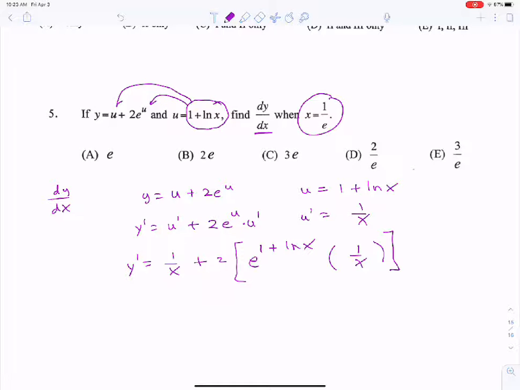Wait, what? Oh, yeah. u is 1 plus ln of x. Now that makes sense. I was confusing myself here. 1 plus ln of x. Okay, that looks good. That looks good.